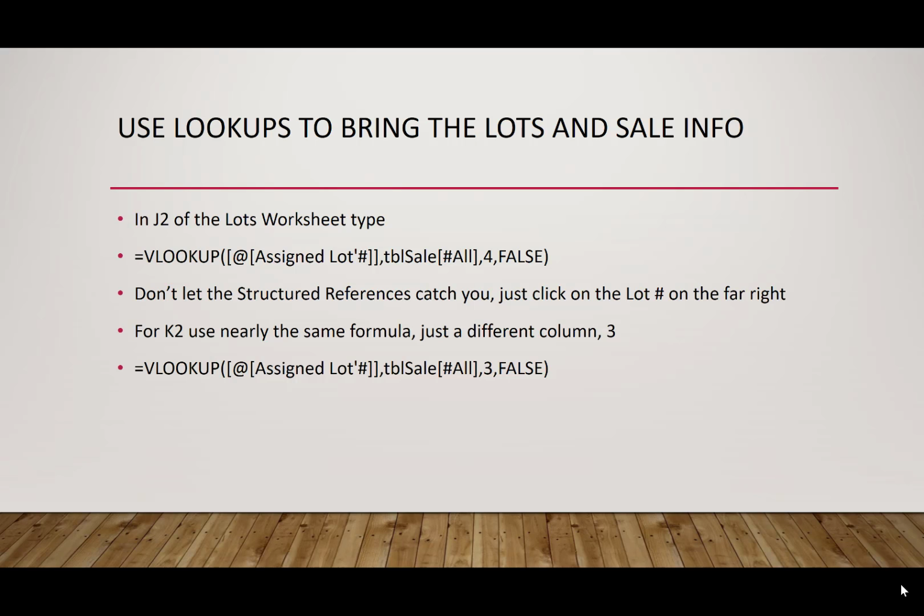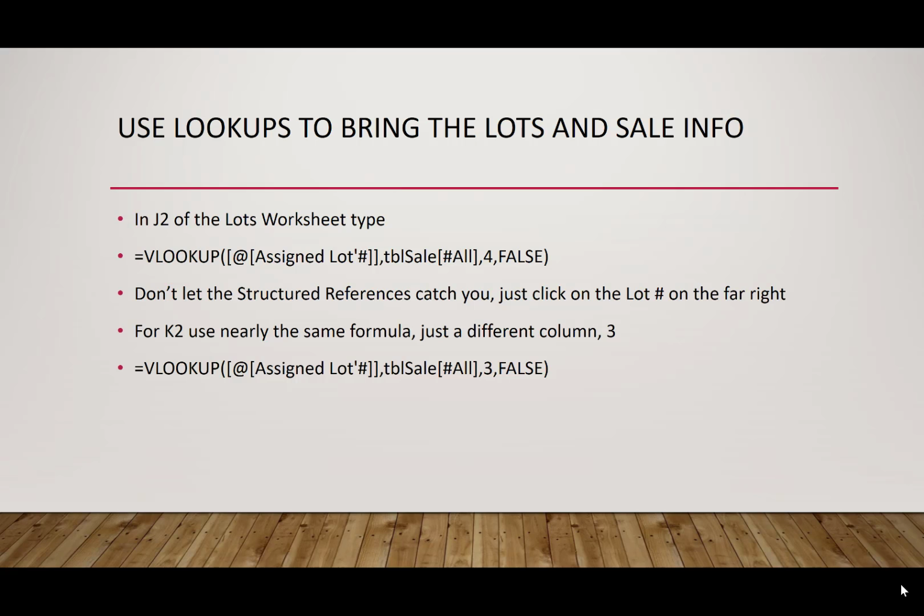So now we're going to bring in some information from the other tables together on these. We're going to use the lookups like I mentioned earlier. So let's go to the lots worksheet, and on J2, click in there and type equals. Now you can use the function wizard or you can type this out. We're going to do a VLOOKUP.